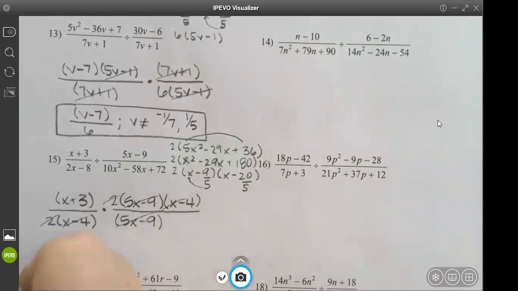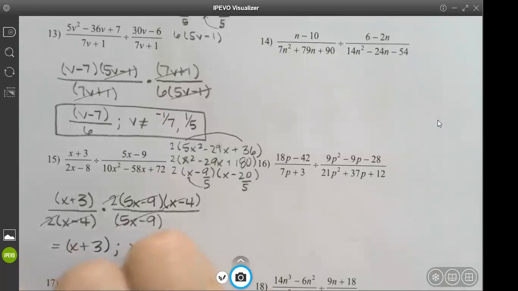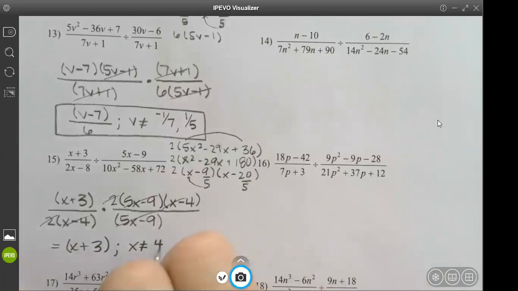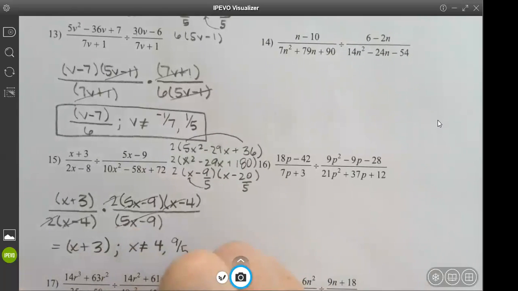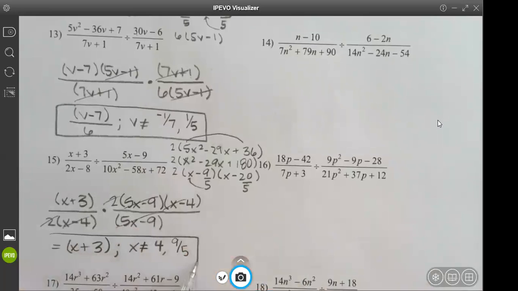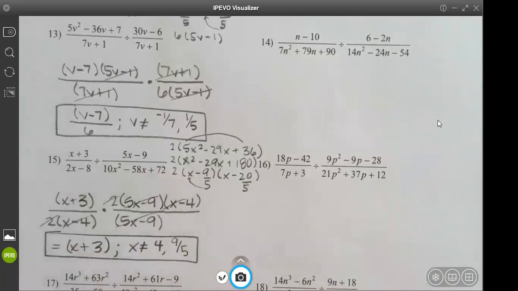So the only thing we have left, x plus 3 on the top. There's nothing on the bottom, so there's no vertical asymptotes, but we do have points of discontinuity. The 2 doesn't matter. We had a minus 4, so that would be a plus 4. And then how do we solve this? We add 9 and divide by 5. And that's it.